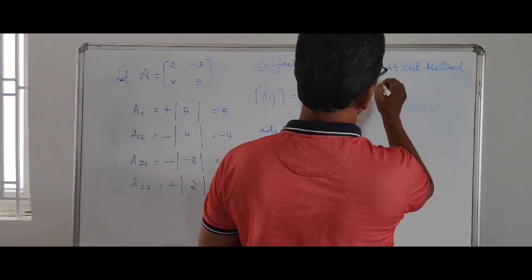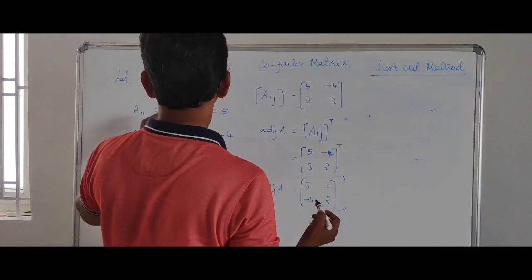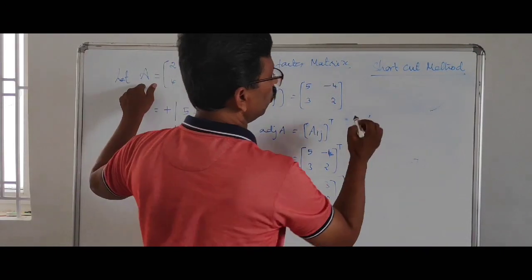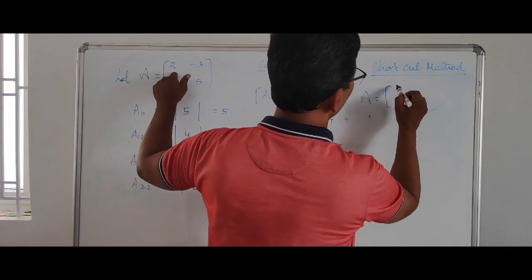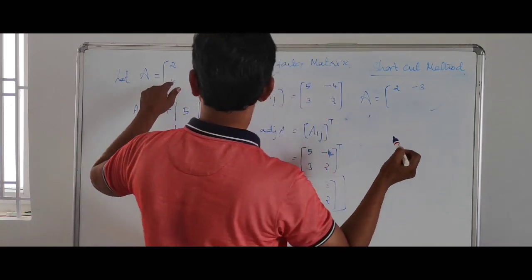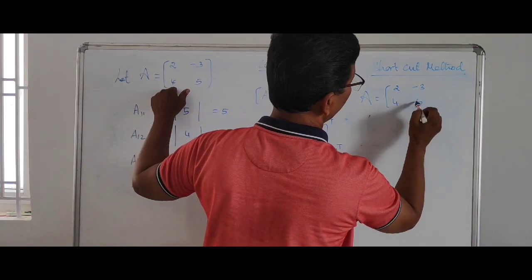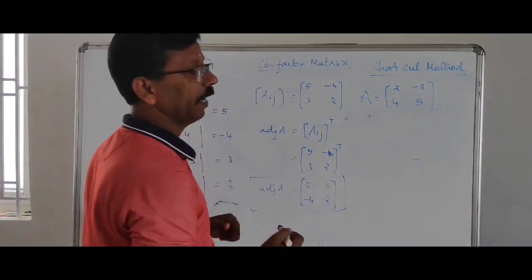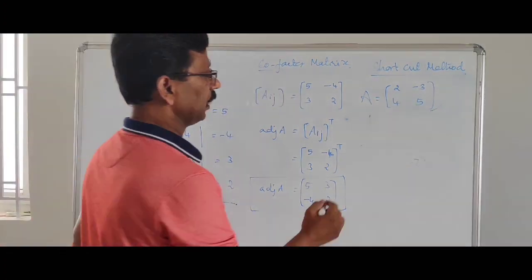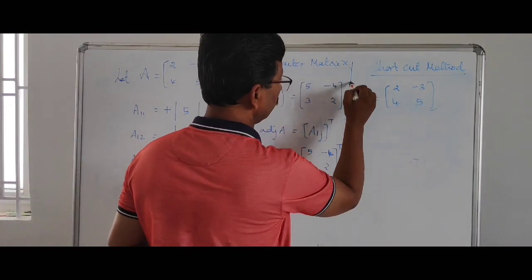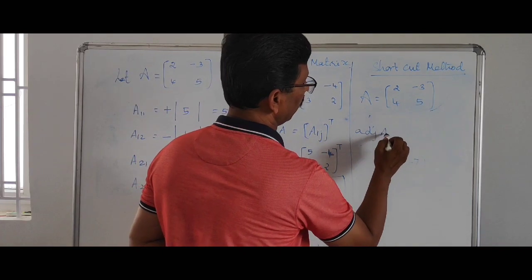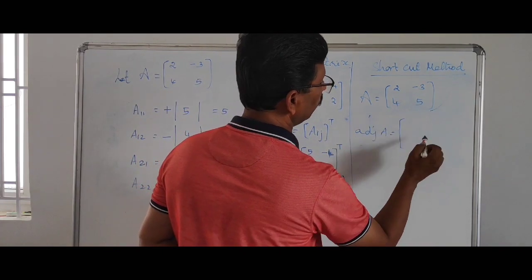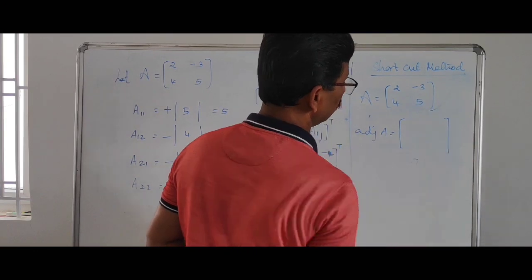Now, again, let us assume the 2 by 2 matrix, capital A is equal to 2, minus 3, then 4, 5. Now, this is a 2 by 2 matrix. For this 2 by 2 matrix, we can write the adjoint directly. The adjoint of the matrix A is equal to, it is also again a 2 by 2 matrix.